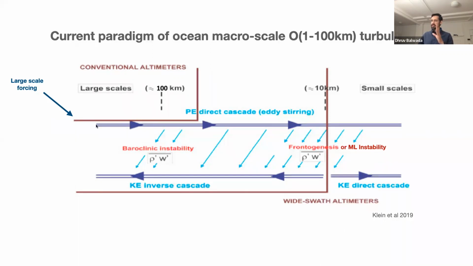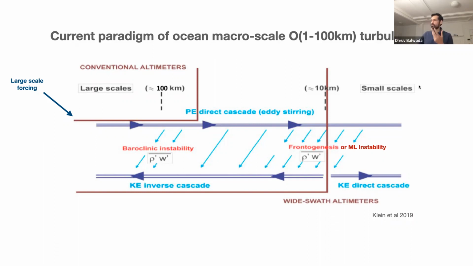And sorry, I forgot to mention the top line is showing what happens to the potential energy reservoir, and the bottom line is showing what happens in the kinetic energy reservoir. And the lines between these two show how the exchange goes on between potential energy and kinetic energy. And the left side is large scales, and the right side is small scales.